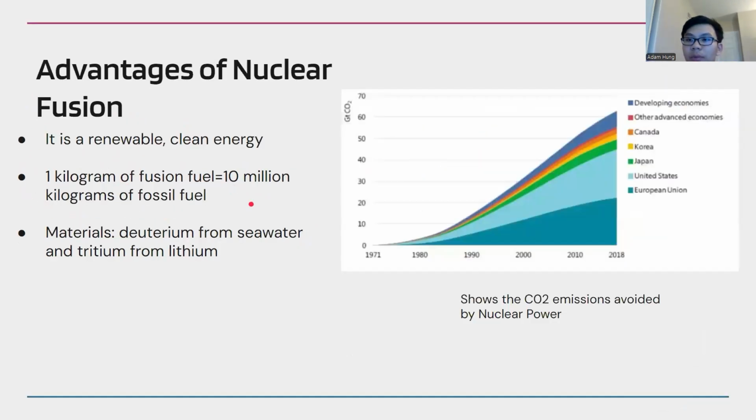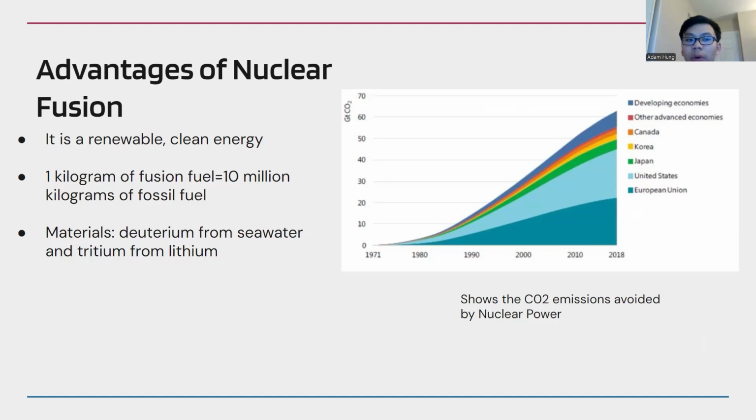So what are some of the advantages of nuclear fusion? The first advantage is that it's a renewable clean energy, as shown in this graph over here. This is a graph of the carbon emissions avoided by fusion power, by nuclear power, and currently nuclear power is being dominated by fission energy. So with the help of fusion energy, we will be able to avoid more carbon emissions in the future, which is good for our environment.